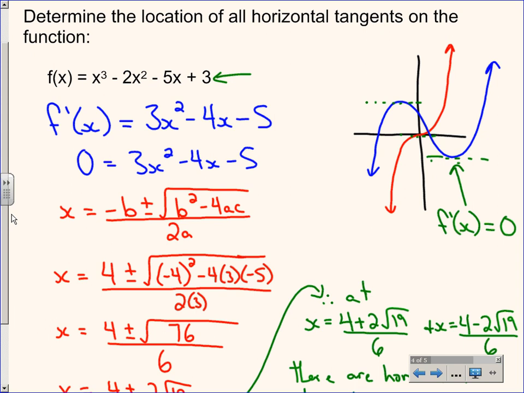I will try and be really specific, though, on tests and assignments on what I want you to do. So I'll either say determine the location of all points, or I'll say determine the x coordinates of the points when you have a horizontal tangent. So I'll do my best there to make it as obvious as possible what I need you to find.